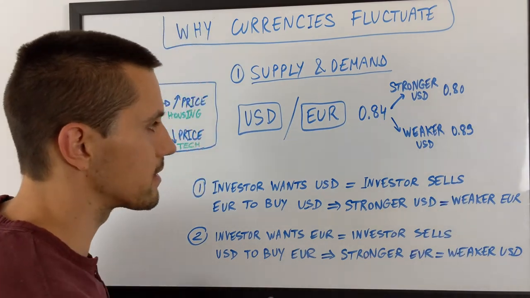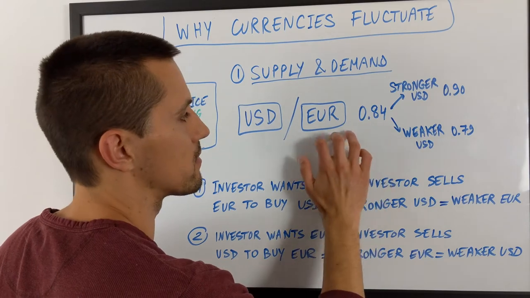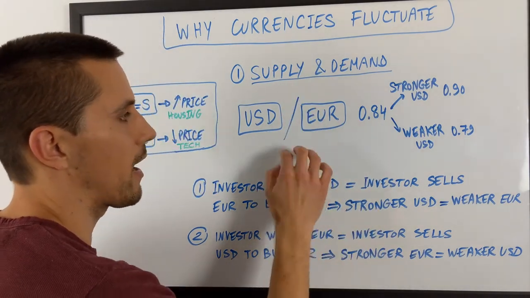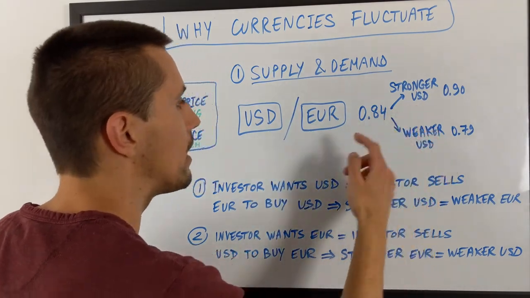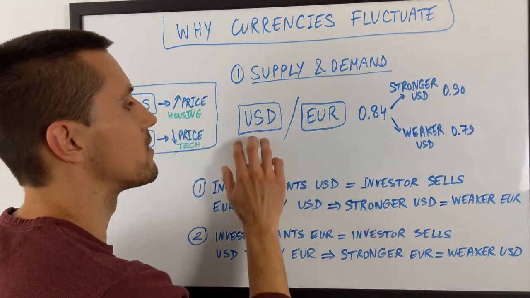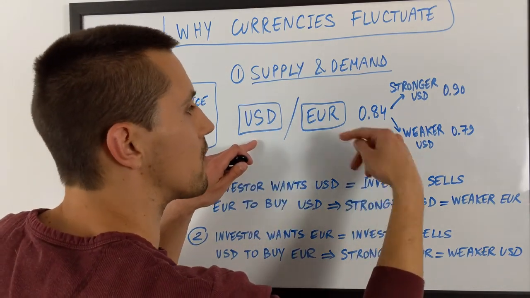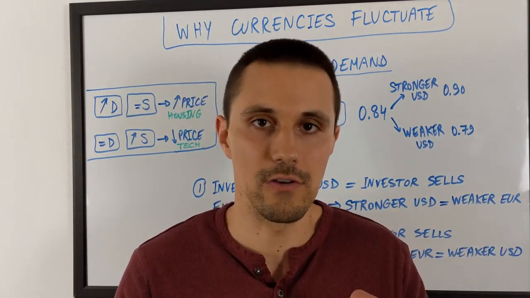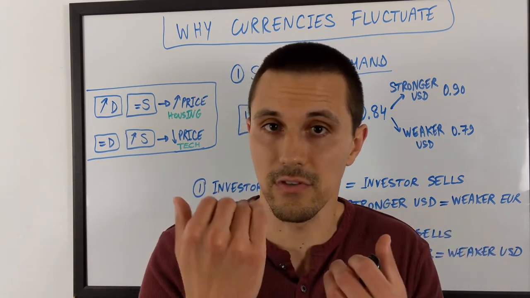So what does it mean exactly? Right now, for one US dollar, I get 84 euro cents, okay? Now that my demand is going up because I want to have more US dollars, that means I have a stronger US dollar. So in exchange, I get more euros for that, because my dollar is stronger. Now imagine if I have 100 US dollars, instead of getting 84 euros, I get 90 euros, okay? I get more in exchange in euros because the US dollar is stronger right now, because the demand for dollars is stronger.